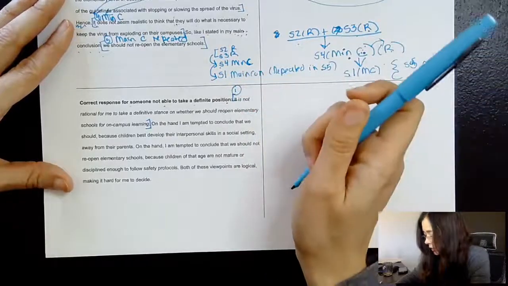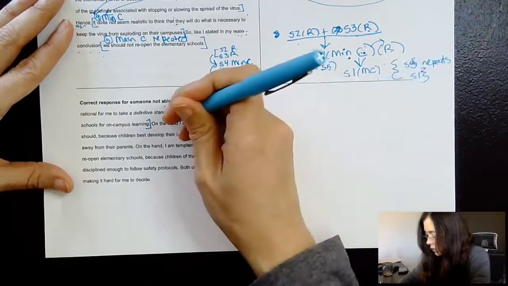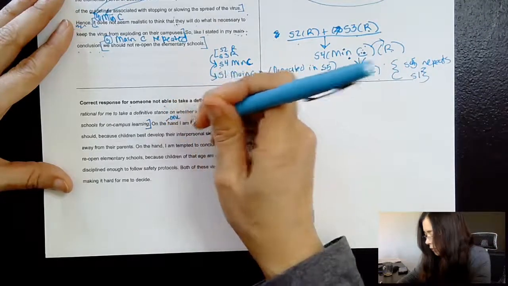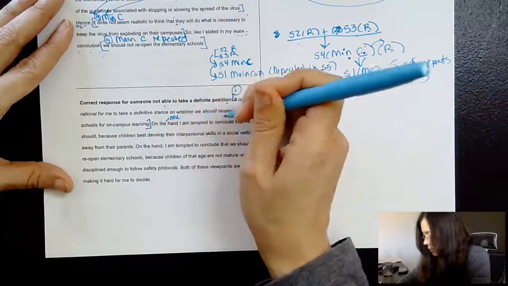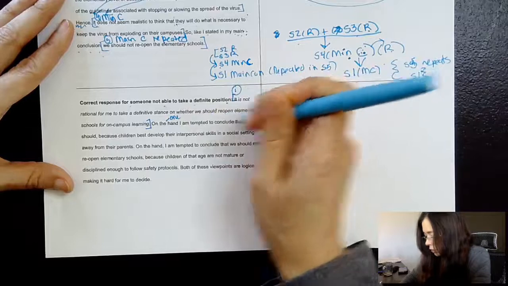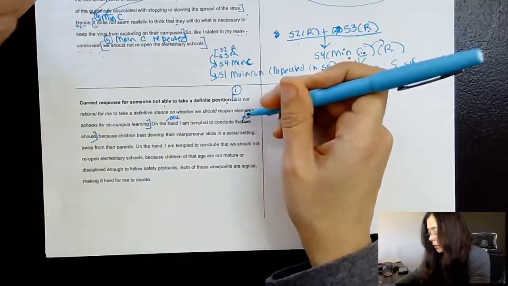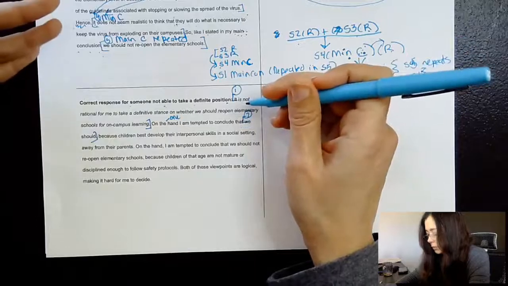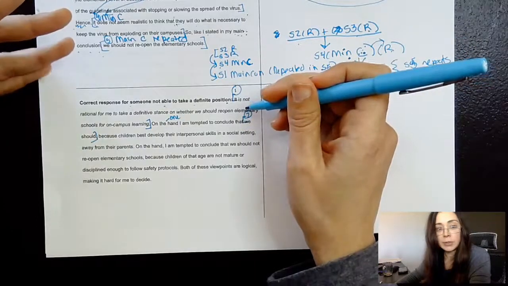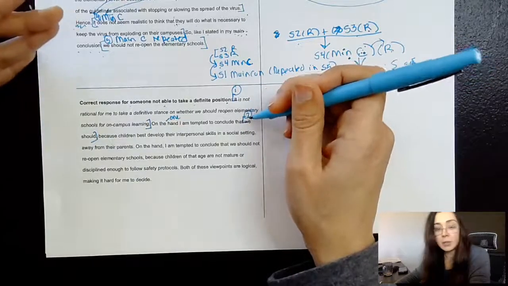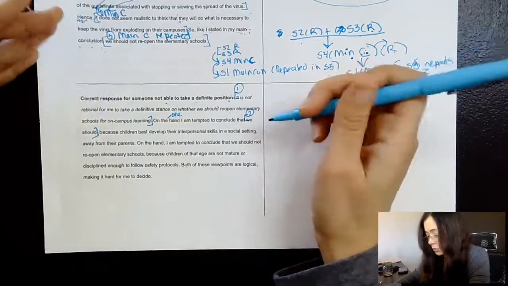On the other hand, this should actually say on the one hand. On the one hand, I am tempted to conclude that we should. Okay, so this is a statement. We should, in other words, we should what? We should reopen schools, reopen elementary schools for on-campus learning. That is what is meant by we should do that, right?